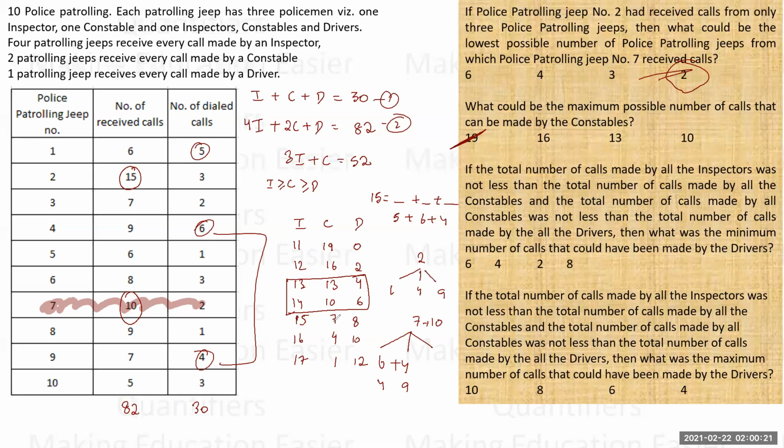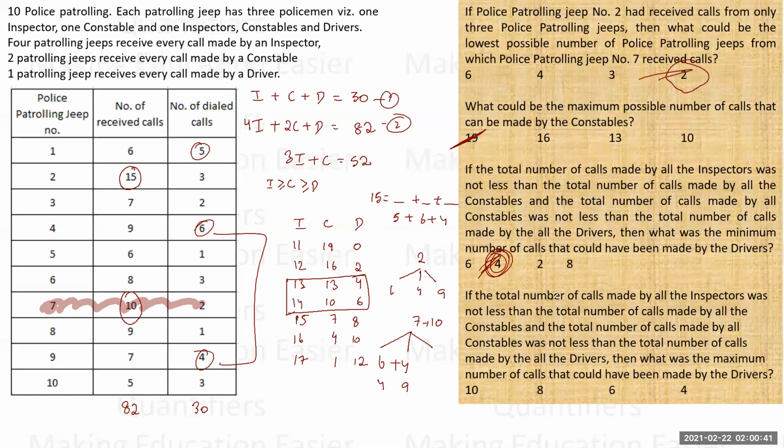Only these two cases are possible, right? Because in the others D is greater than this, so these cases are not possible. In this case, C is greater than I, so these cases are not possible. Only two cases are possible. Then what will be the minimum number of calls that can be made by drivers? Basically in these two cases, what is the minimum number of calls that can be made by drivers? These are only 4 calls. So this is also sorted.